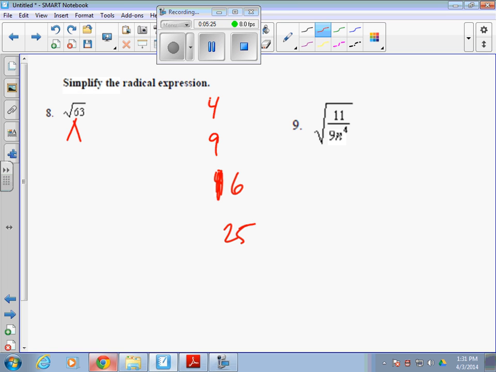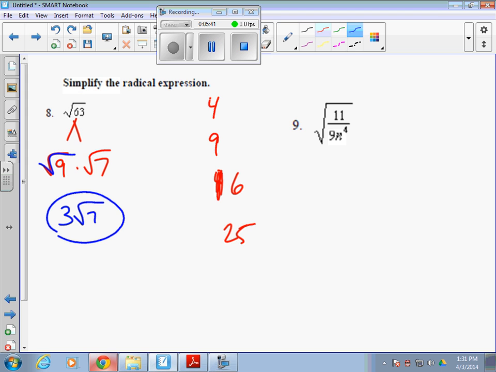9 is your best one. So the square root of 9 times the square root of 7, because 9 times 7 is 63. What is the square root of 9? 3 times the square root of 7. There's no perfect squares in 7, so that's simplified.